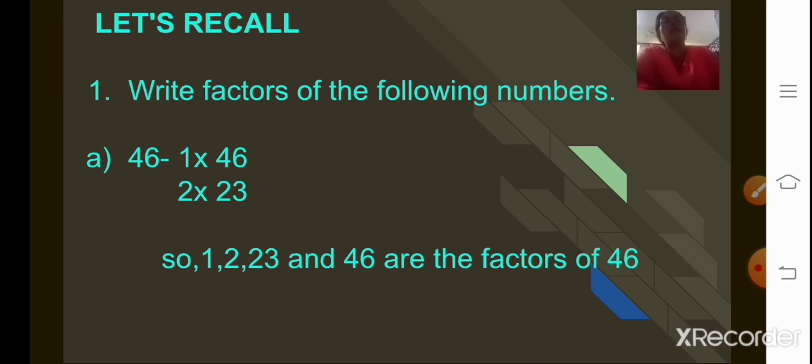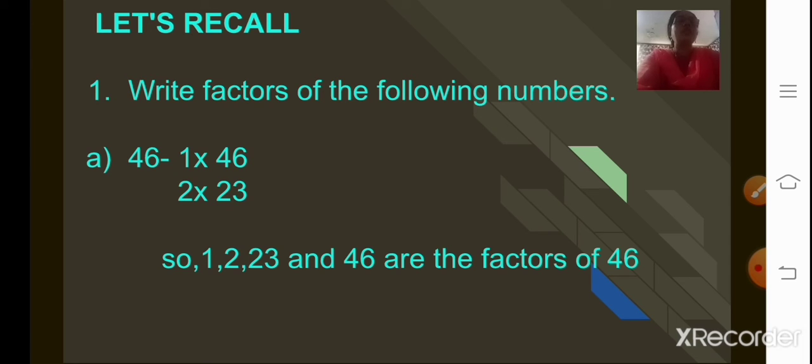So the first is, let's recall. If you have your textbook, you can go through this. In the first question, you have to write factors of the following numbers. This you will be writing down in your notebook, children. The number is 46. So you have to find the factors of the number, which are the numbers that divide it. We'll start from 1 because we have already learned in the property that 1 is the smallest factor of every number.